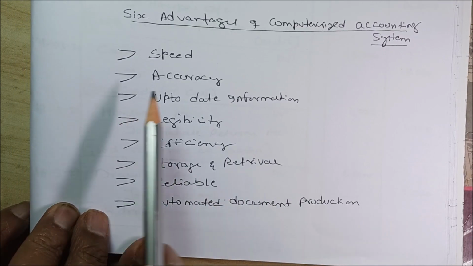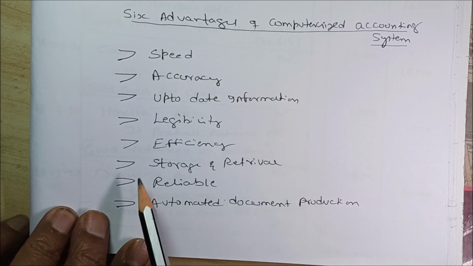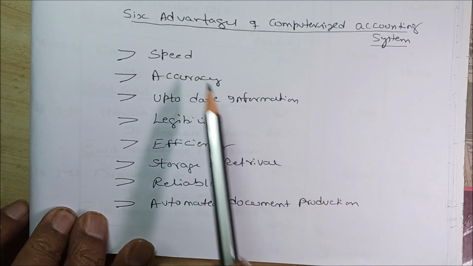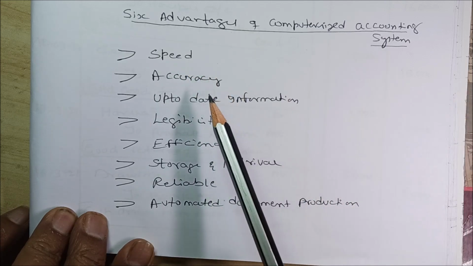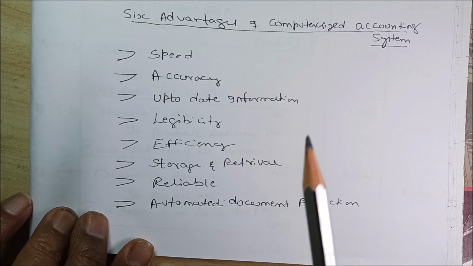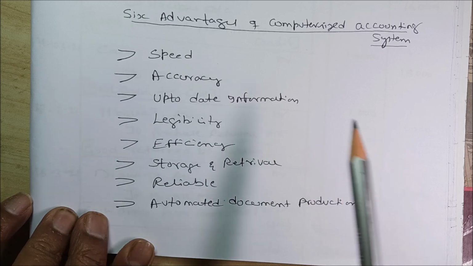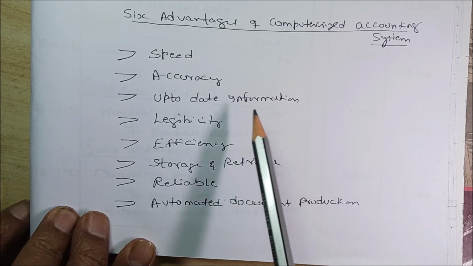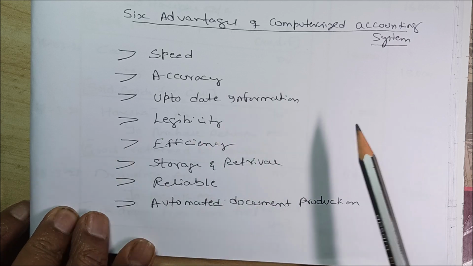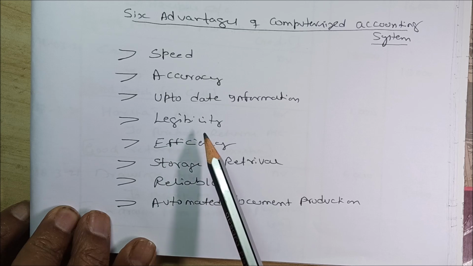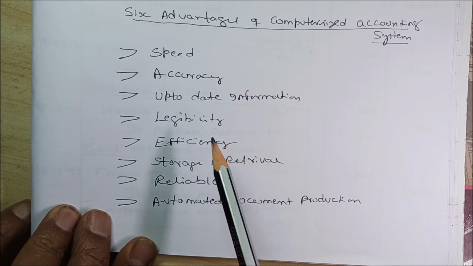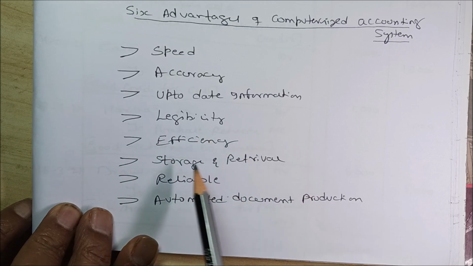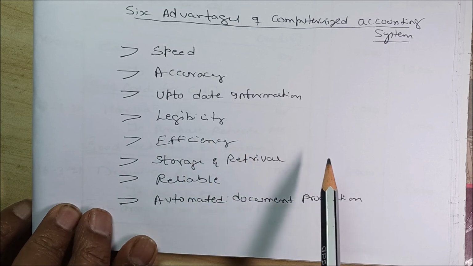I think I need not explain because you are all well versed with present computer systems. You can say that speed is very high, then 100% accuracy, provided what you type is perfect. Updated information, you can easily update and find out what it is. Legibility: in handwriting you may find it difficult, but in computer typing it will be very clear. And 100% efficient, right?